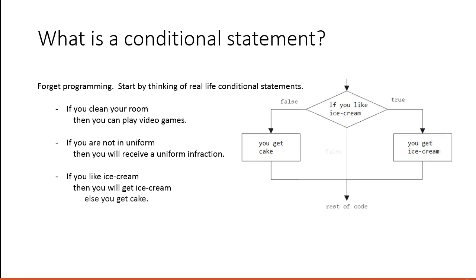Well, we could add to these things, this is called an else. So if you like ice cream, then you will get ice cream. So there's the true branch. Else, you get cake. So a conditional statement is simply a statement that you evaluate, and then if that statement evaluates to true, you take a specific path. You can also set it up such that if that statement is false, you take a different path.